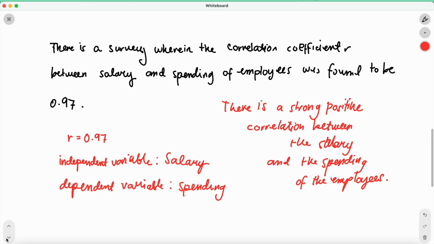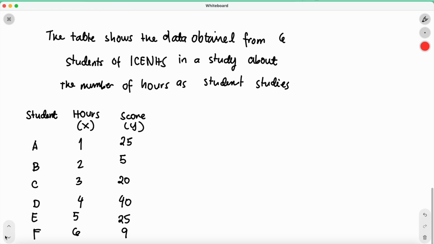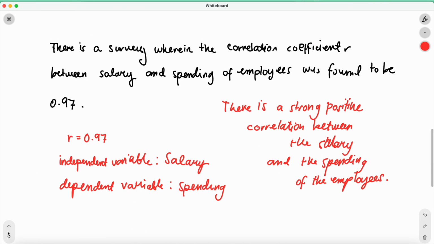So, how exactly do we solve for R? It's not always given. So, I'll give you the formula. It is R equals the summation of x sub i minus x bar times y sub i minus y bar. The bar here means it's the mean.